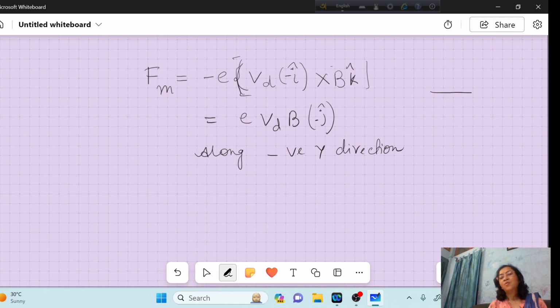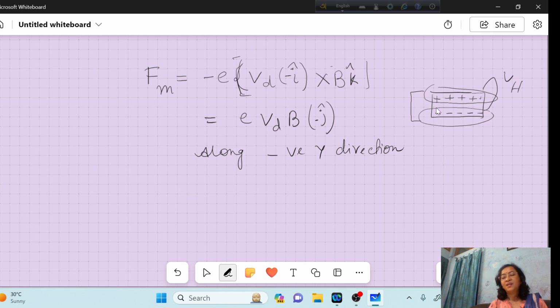So what we find is, in the specimen, at the bottom surface there will be accumulation of negative charge, and in the upper surface there will be positive charge. So a potential difference is created which we measure as VH.